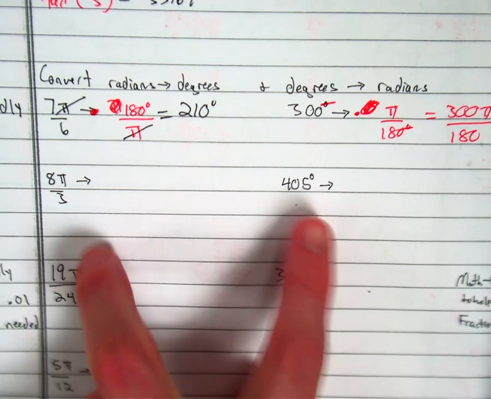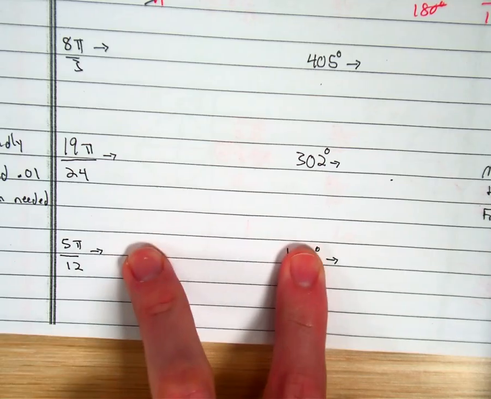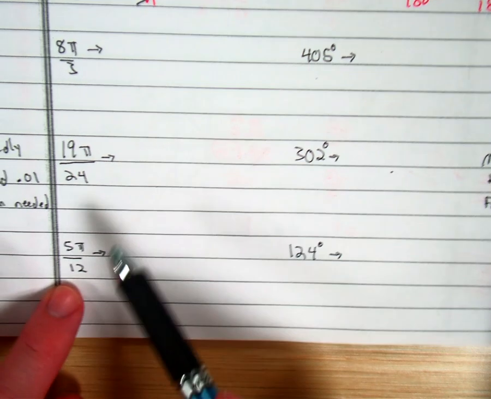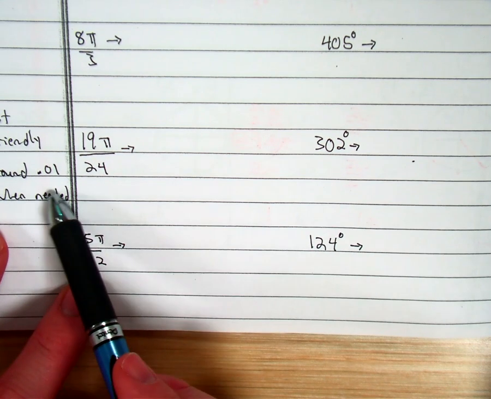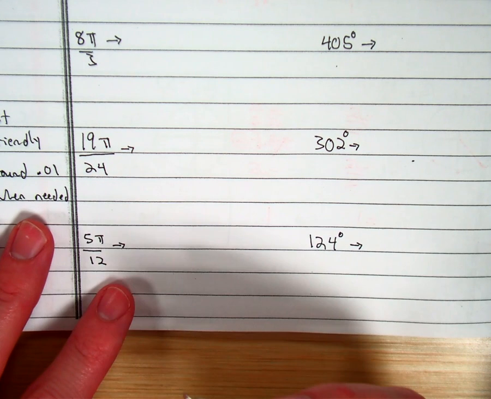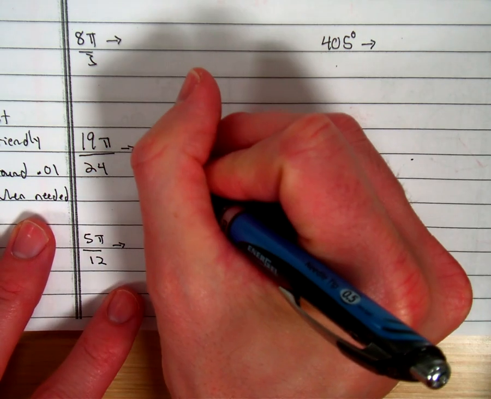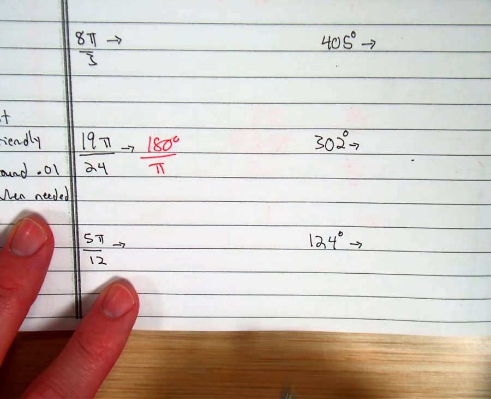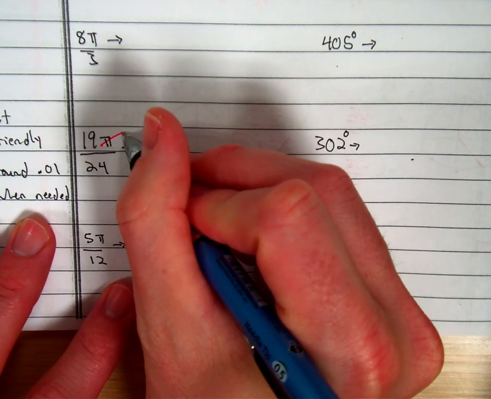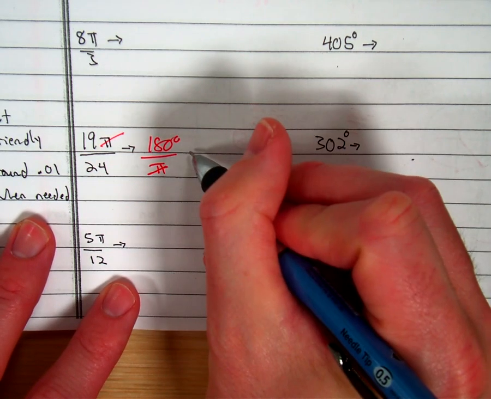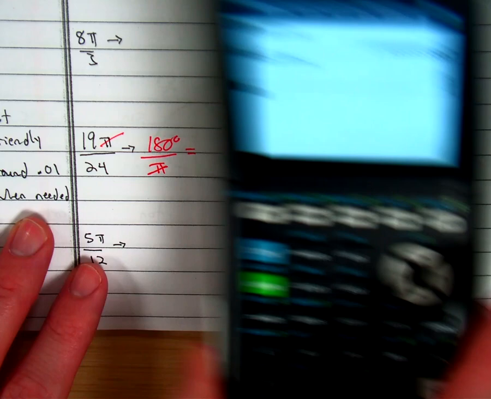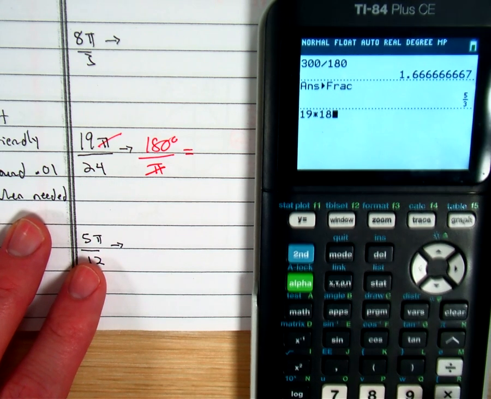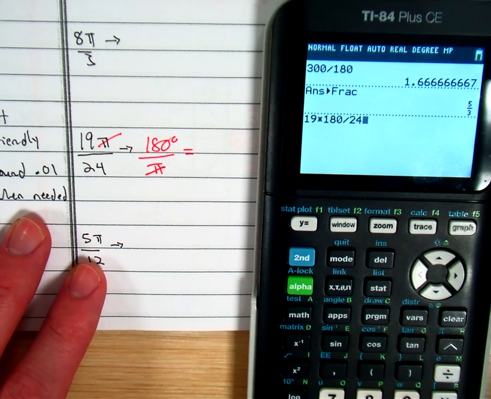Okay? 2 more nice ones. 2 not friendlies. Okay? These won't work out perfect. You will need to round to 2 decimals. We're going to multiply by 180 degrees over pi. The pi's will cancel out. And we'll do 19 times 180 divided by 24.